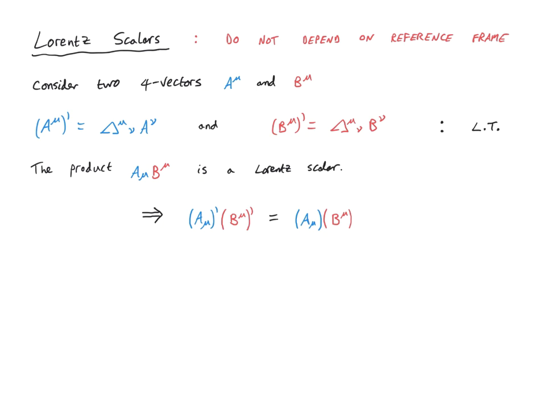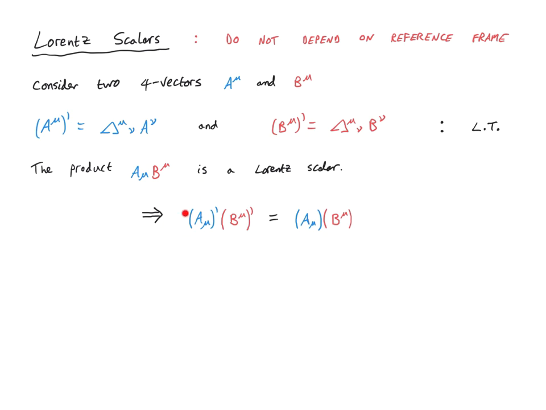And if this really is a Lorentz scalar, then these two objects should be the same. So let's prove this relation. And notice here that this is completely general. It holds for any two 4 vectors and for any two inertial reference frames. So how do we go about proving this?